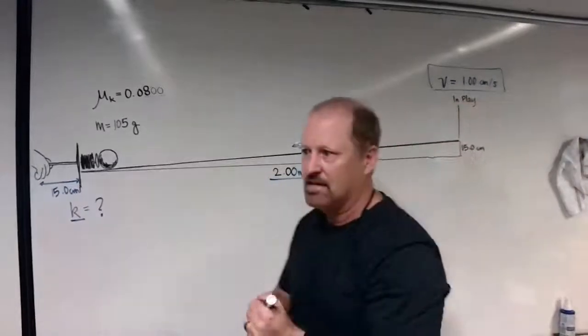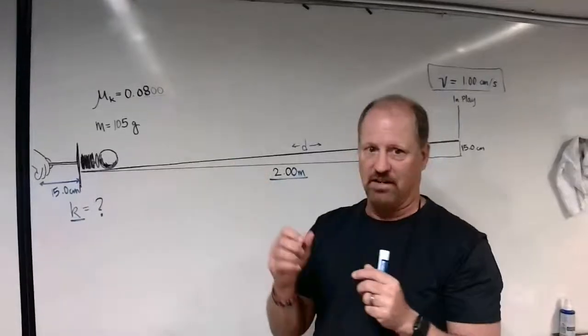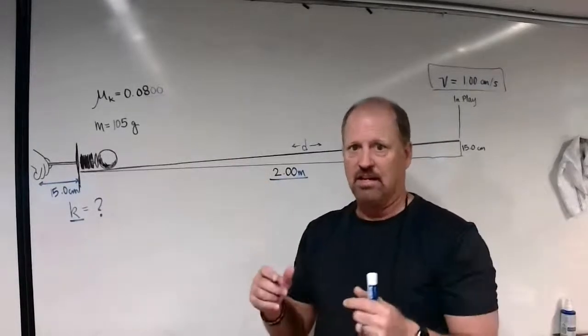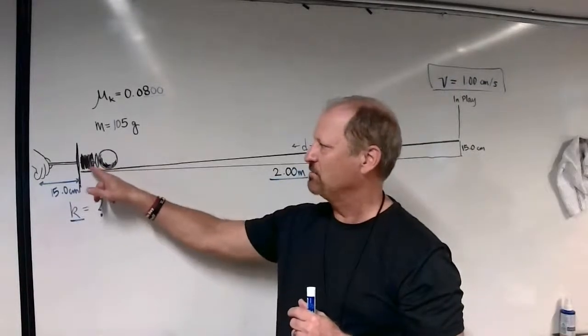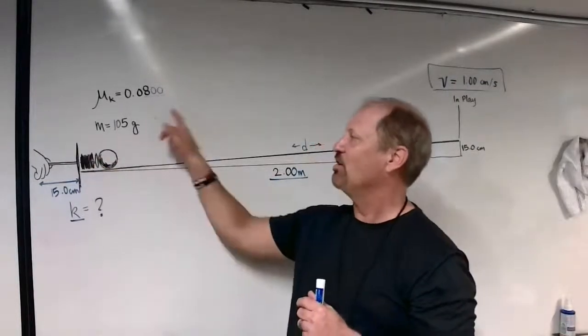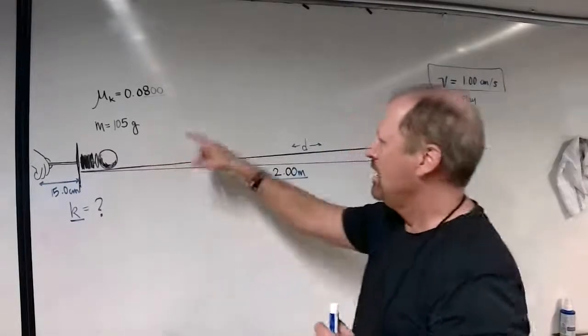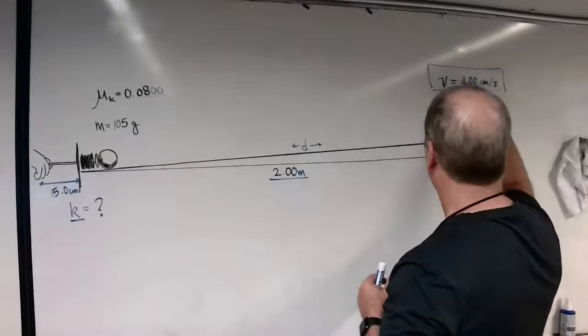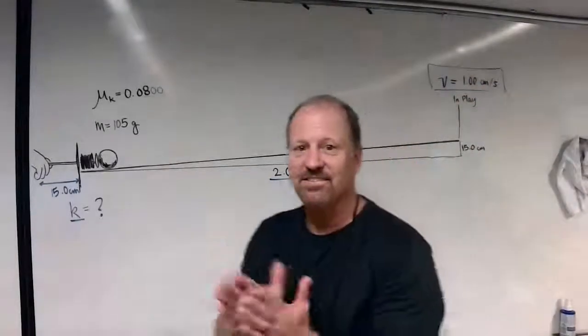Okay? Big hint is to use the coefficient of friction to figure out the friction force, and then use conservation of energy. So figure out what your elastic potential energy has to be equal to here to overcome the work. Hint, work. And then all of the energy at the end has to equal. Okay? Good luck.